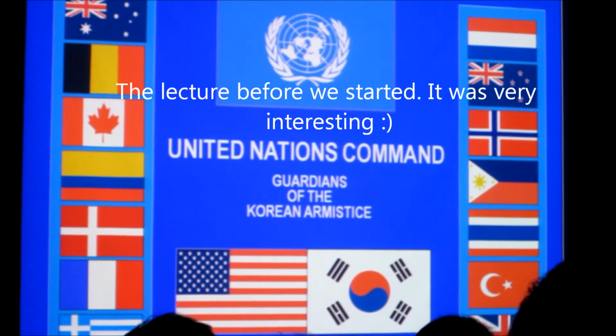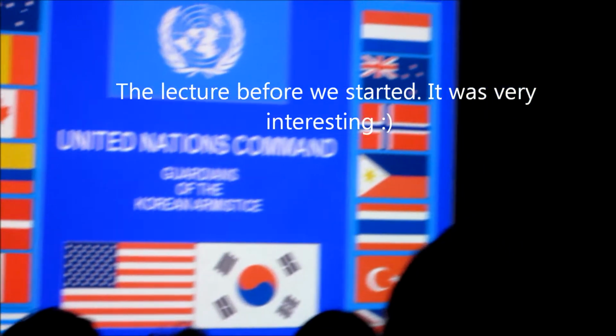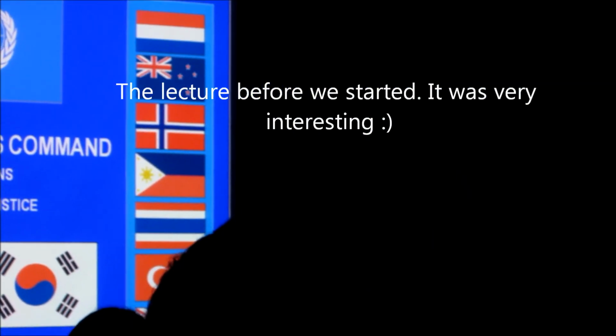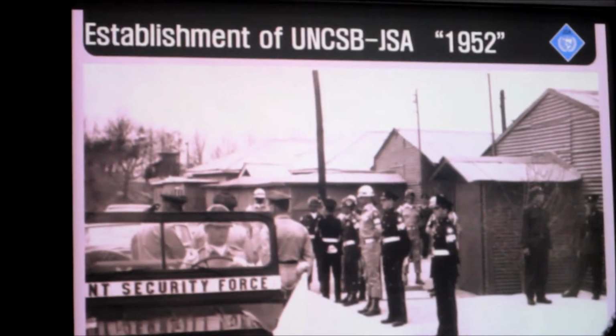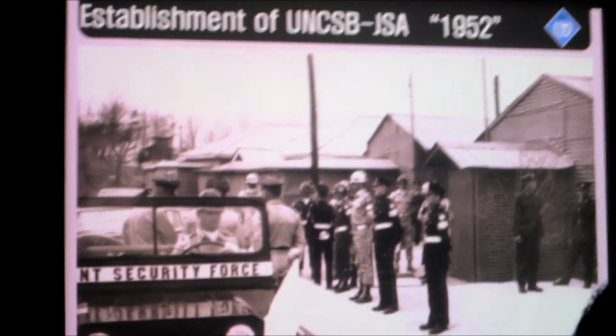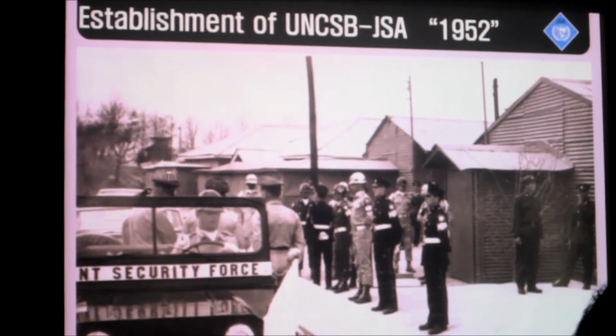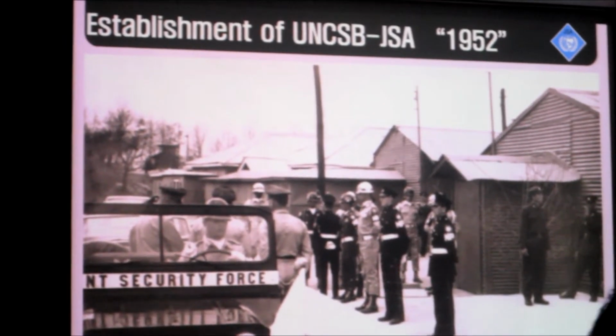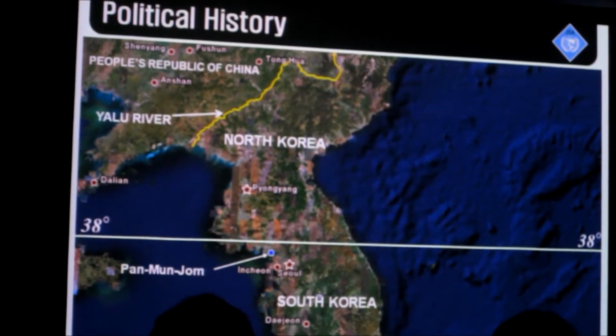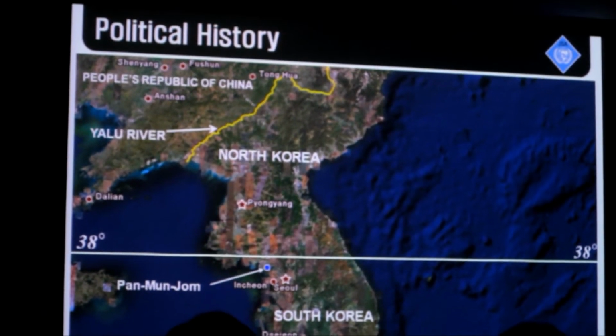The United Nations Command is a multinational coalition force which monitors the Korean armistice and helps maintain regional stability in Northeast Asia. The United Nations Command Security Battalion was established in the spring of 1952, originally consisting of 5 officers and 10 enlisted men. We reached our peak strength near the end of the Korean War with over 1,900 soldiers assigned. Now, to place your tour into better context, I will now briefly review the political history of the Korean Peninsula.